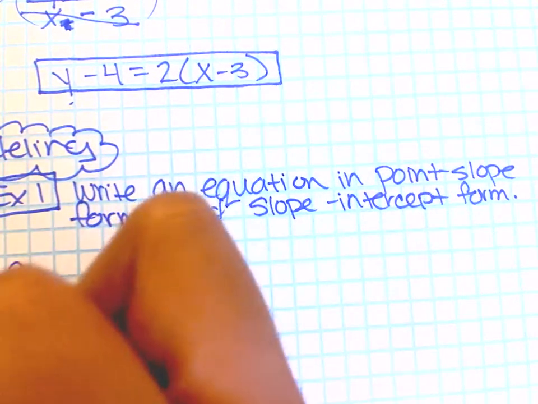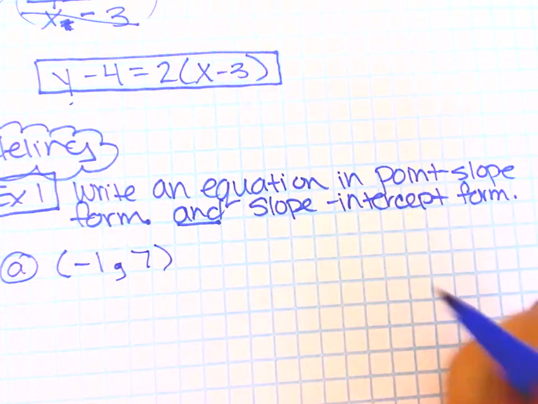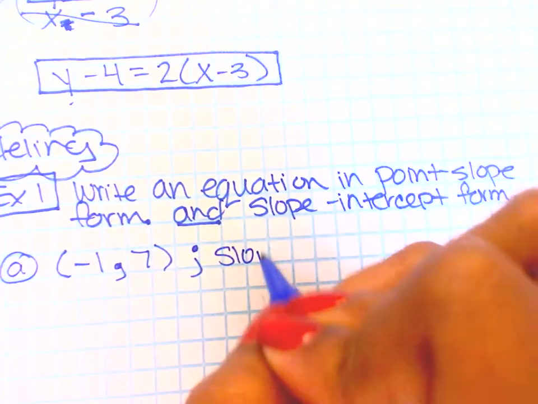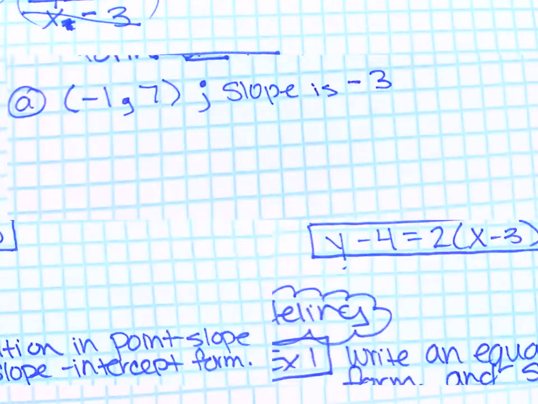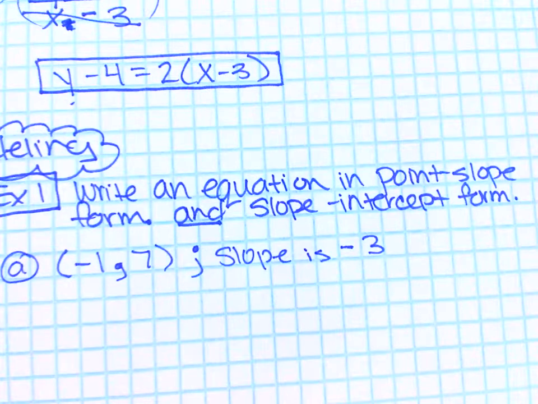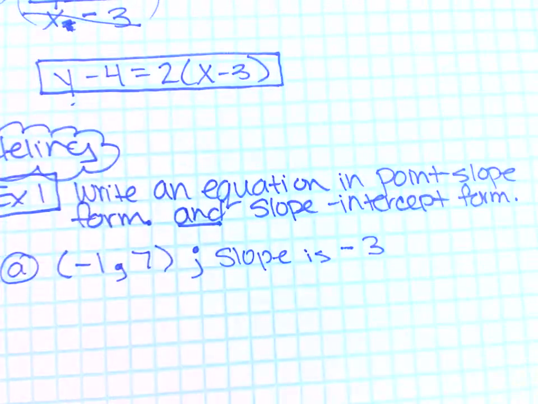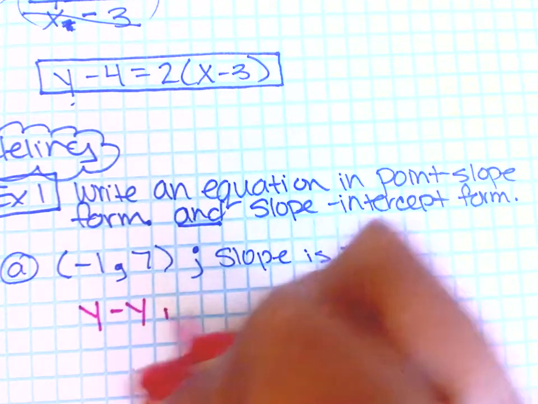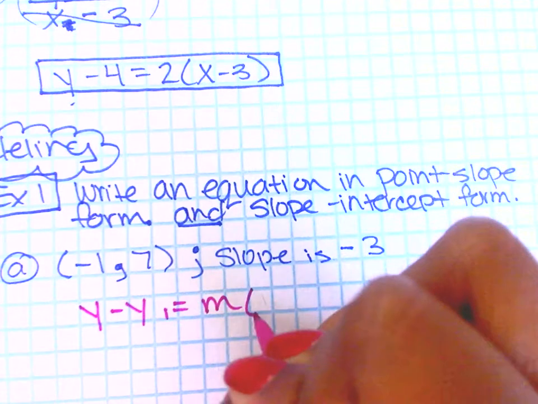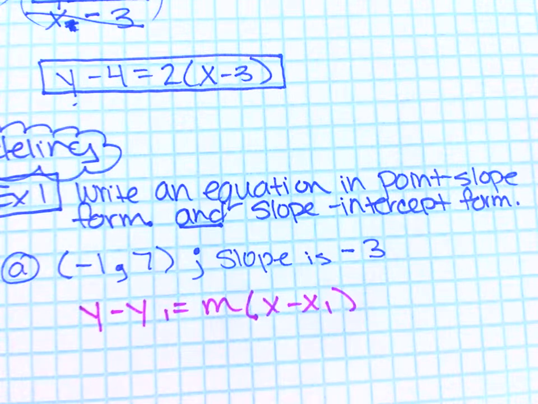Okay, so let's look at example A. They give you the point -1, 7, and they're telling you that the slope is -3. So the first thing that they ask me is how to write it in point slope form. So I need to take that equation and write it down first. Okay? So I'm going to write down point slope form in my notes. y minus y1 equals m, which is the slope, x minus x1.